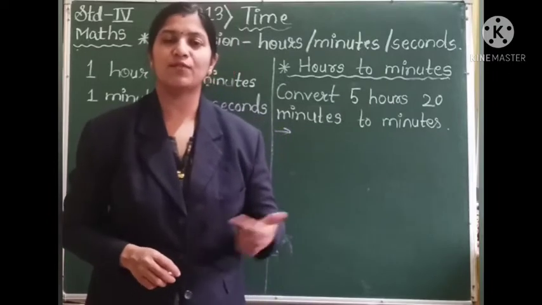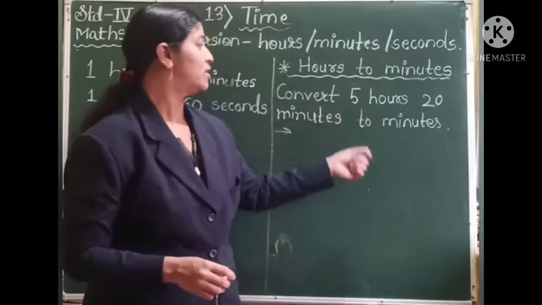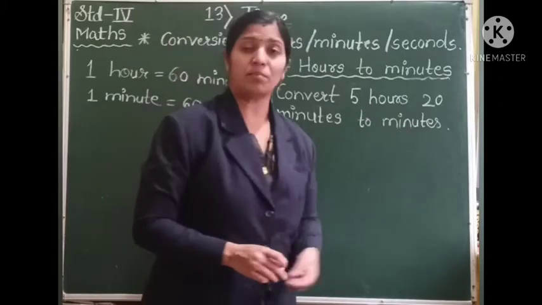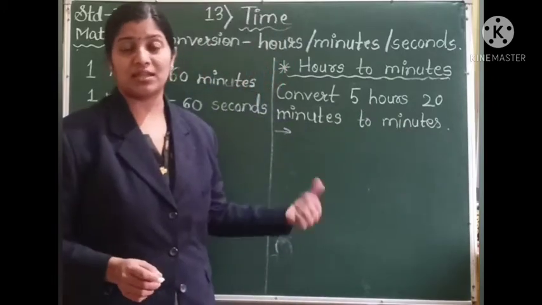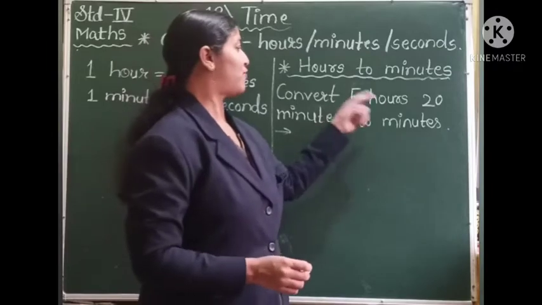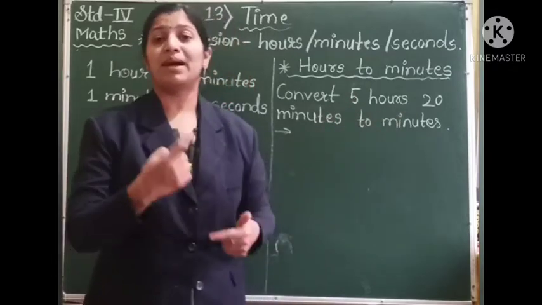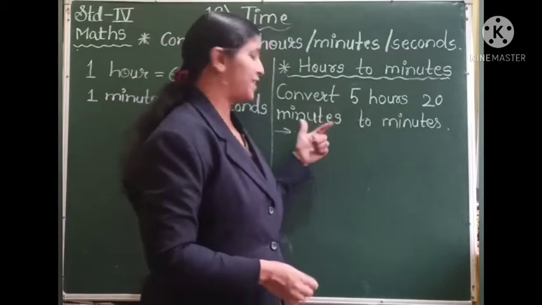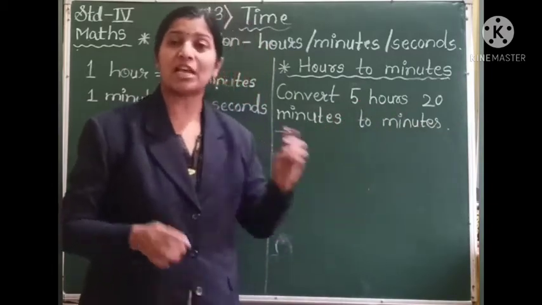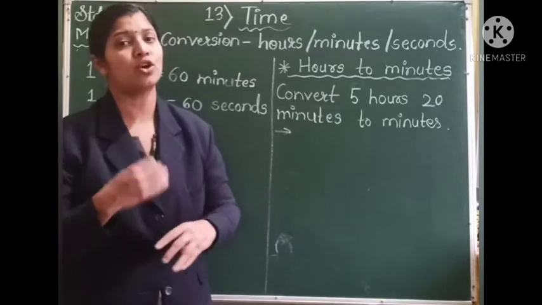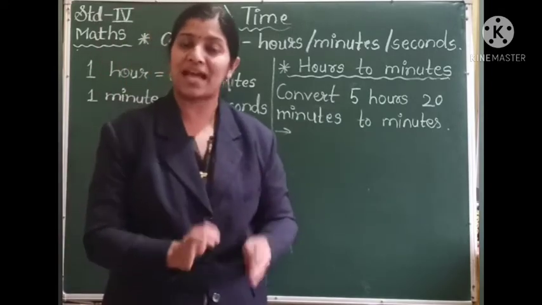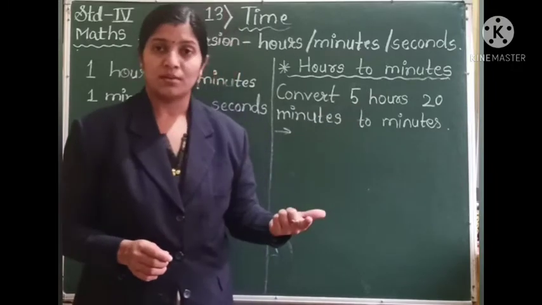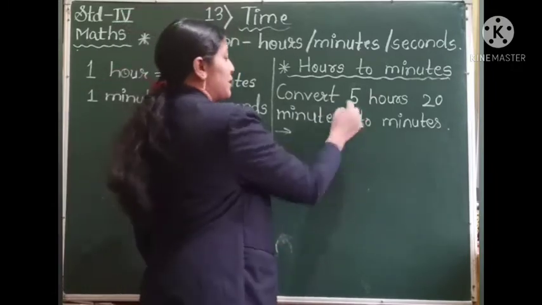Students, now let us see one more example of conversion. 5 hours 20 minutes are to be converted into minutes. As in the last example, we will multiply the hours by 60 minutes. So here you can see 5 hours and 20 minutes. These 20 minutes are already in minutes, so we need not convert them. We have to keep them as it is. But we need to convert these 5 hours into minutes, so we will multiply these.